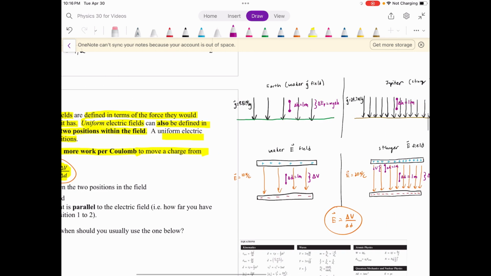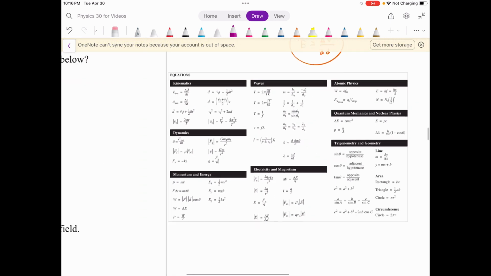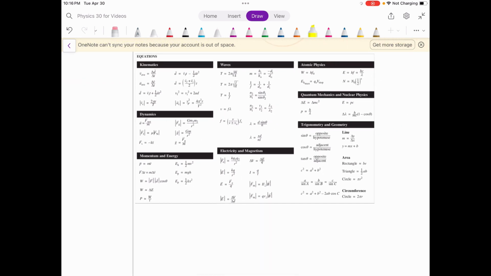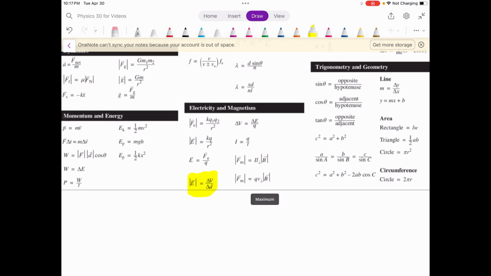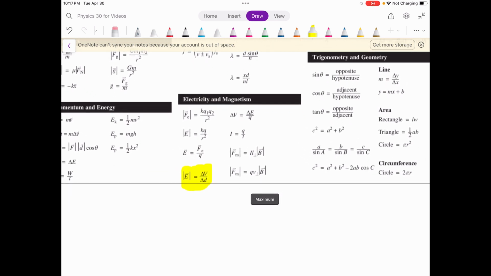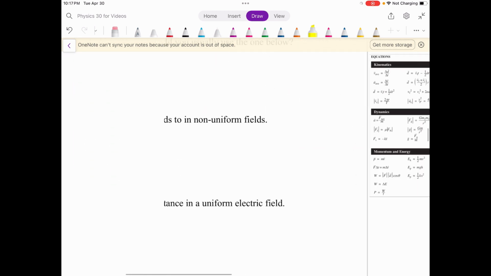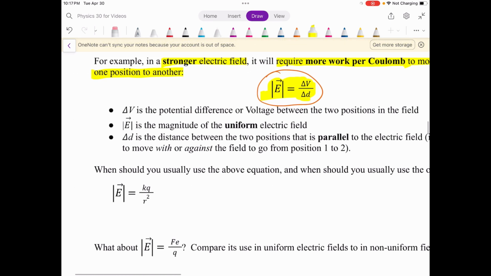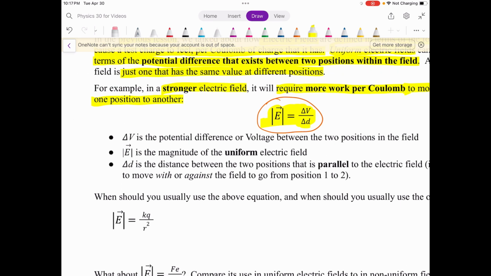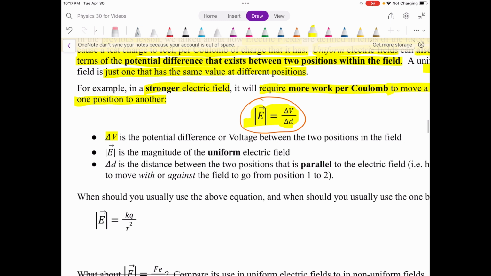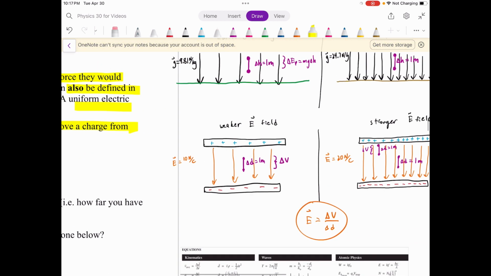So here is the formula on your formula sheet. As always, when you get a new formula, it's a good idea to go find it and introduce yourself to it on the formula sheet, but there it is. Let's just introduce ourselves to it a little bit. We know all of this stuff, actually. The delta V, that's the potential difference, or the voltage between the two positions we're comparing in the field. Again, voltage is fundamentally a comparison.